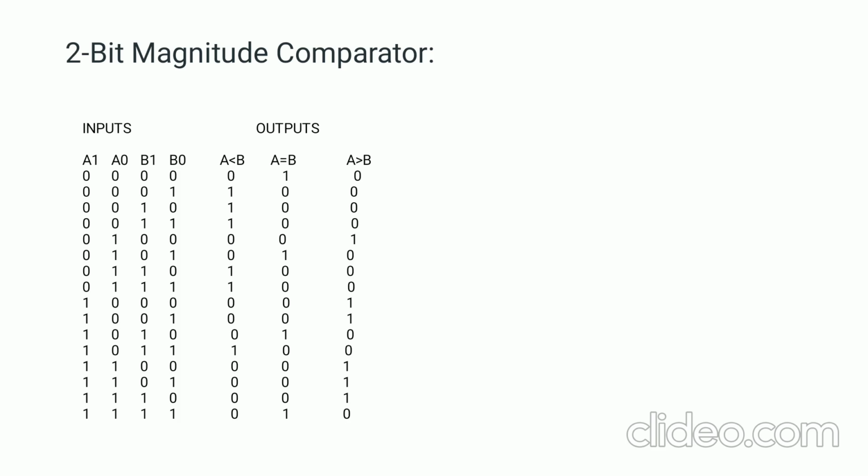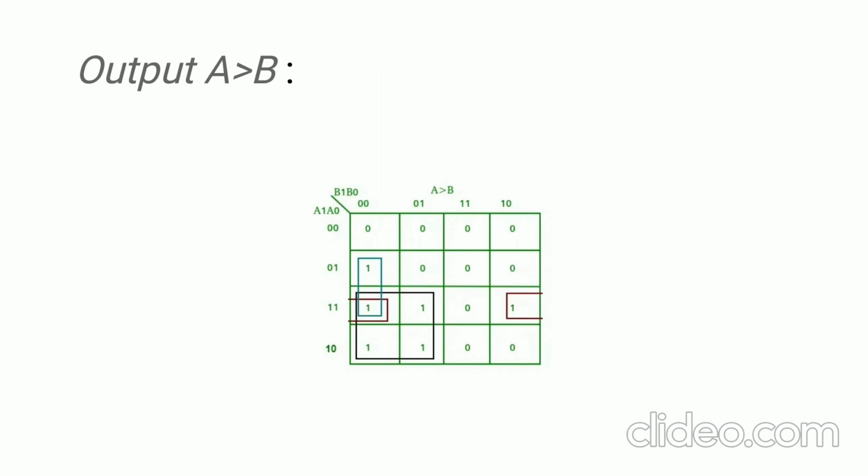The last case 1 1 1 1, A and B have the same, equal value. So A equal to B produces the output 1 and the remaining A less than B, A greater than B produce the output 0. And this is the output of the K map of A greater than B.